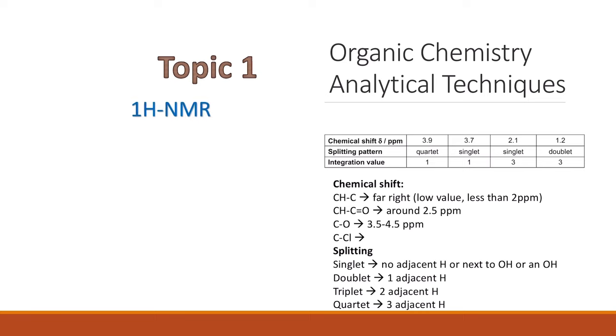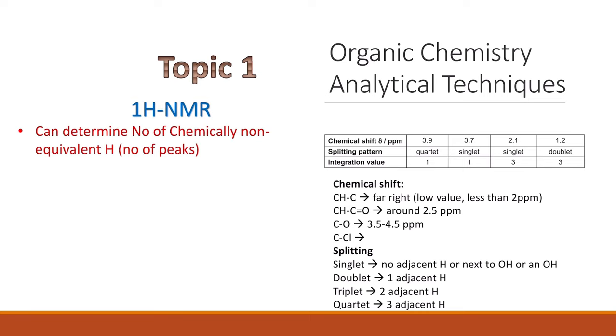For the proton NMR, you need to look at several things. The first one is you can determine the number of chemically non-equivalent protons. This is according to the number of signals or the number of peaks you see. So here in this table, for example, we have 4 different signals, and that means we have 4 chemically non-equivalent protons. And then the integration value will give you the number of protons that give you that particular signal.